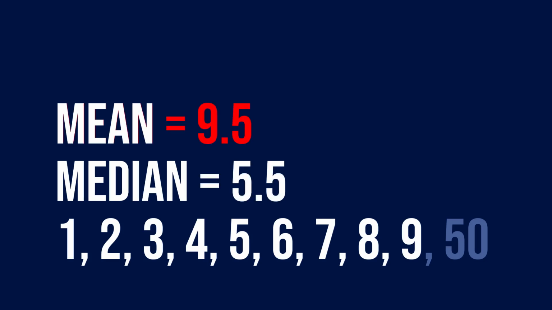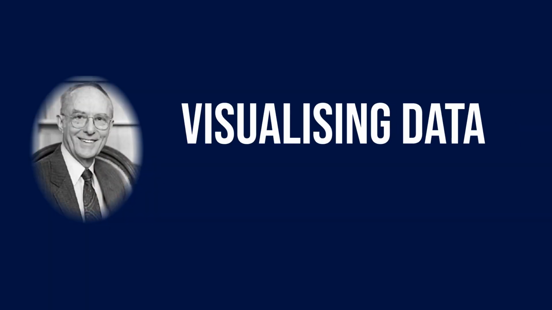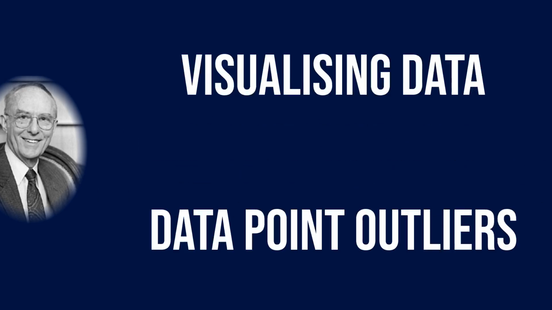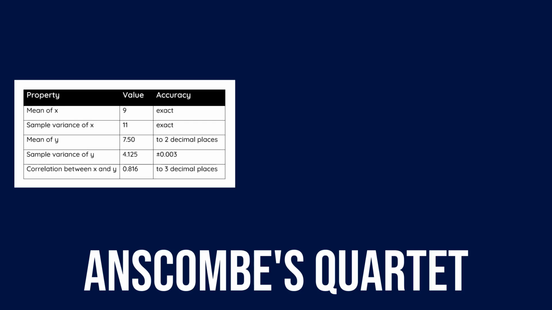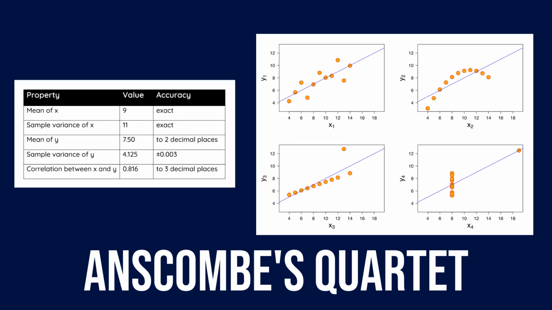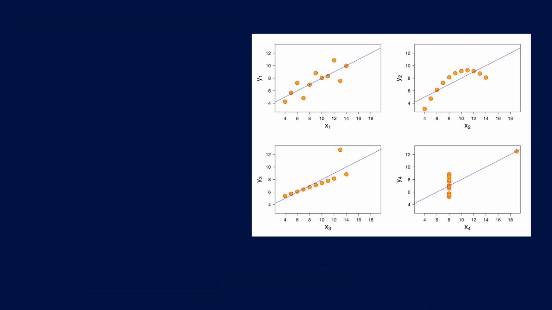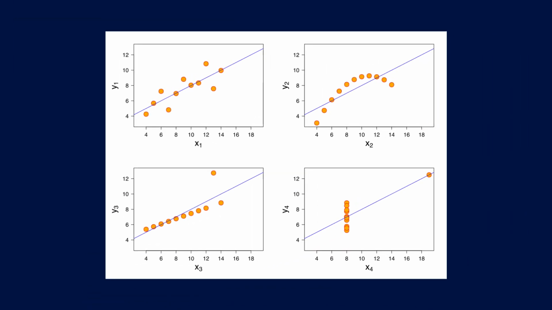Back in the 1970s, the statistician Francis Anscombe was credited with highlighting the importance of visualizing data to check for things like outliers. He gave us Anscombe's Quartet, a series of 4 11-point data sets which all have similar summary statistics but look very different when visualized in a graph. When looking at these charts, it's very easy to see any outliers and adjust your data sets accordingly.